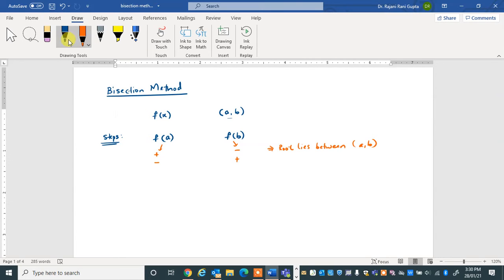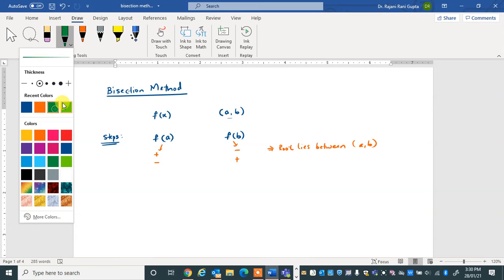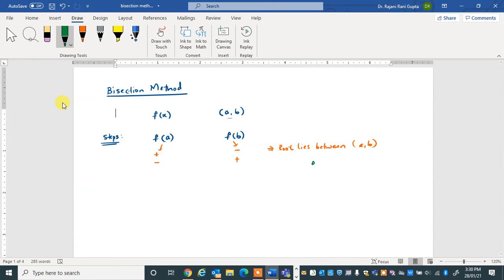When we represent this in a program, we will use this. The product of the function values at a and b is always less than 0, because it is positive times negative or negative times positive. So we can say that f(a) multiplied by f(b) is less than 0. This is the condition for the program, so we are going to use this technique. Now, what is next?